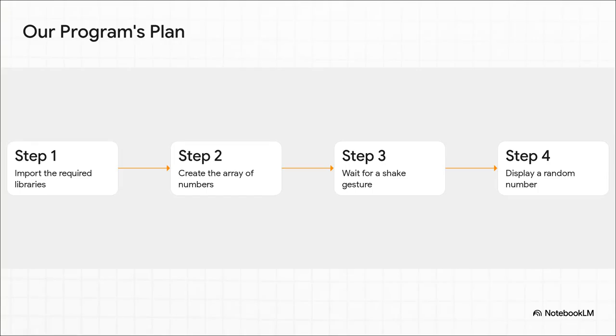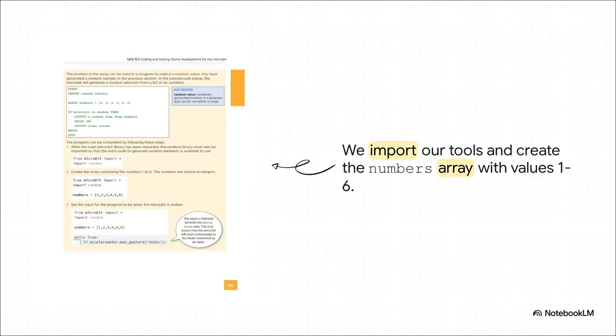So our program is going to follow a pretty simple 4-step plan. First, we'll import our toolboxes, then we'll create that array with our numbers. After that, we'll make the program wait for us to shake the device, and finally, it'll pick a random number from our array and pop it up on the screen. Simple as that. Okay, let's break down the first chunk of code.